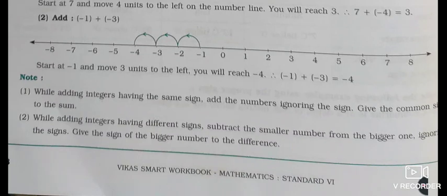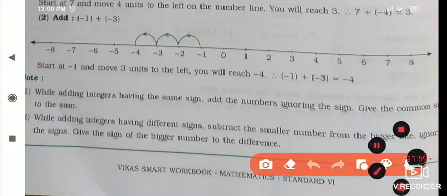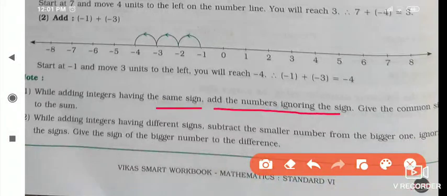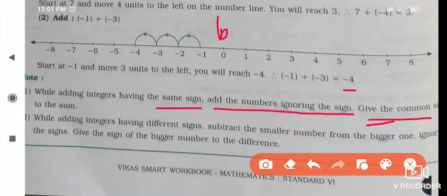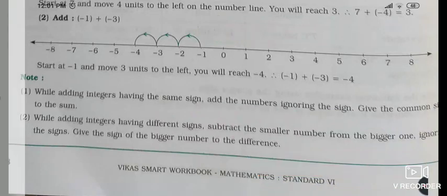So here one note is given. So what is that note? While adding integers having the same sign, add the numbers ignoring the sign and give the common sign to the sum. Okay, we have to give the sign to the answer. So first of all, here we are getting 4 as the answer, and then the answer will get the negative sign. Generally, the sign which we give to the answer is the sign of the bigger number, always.